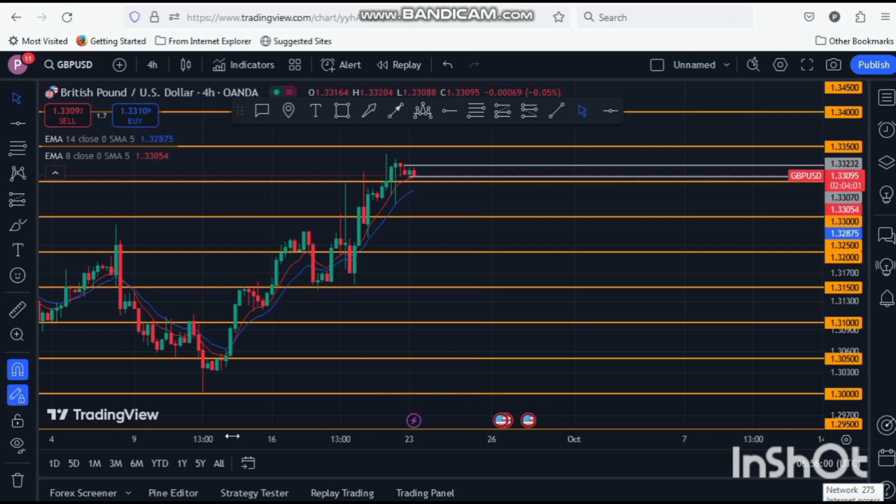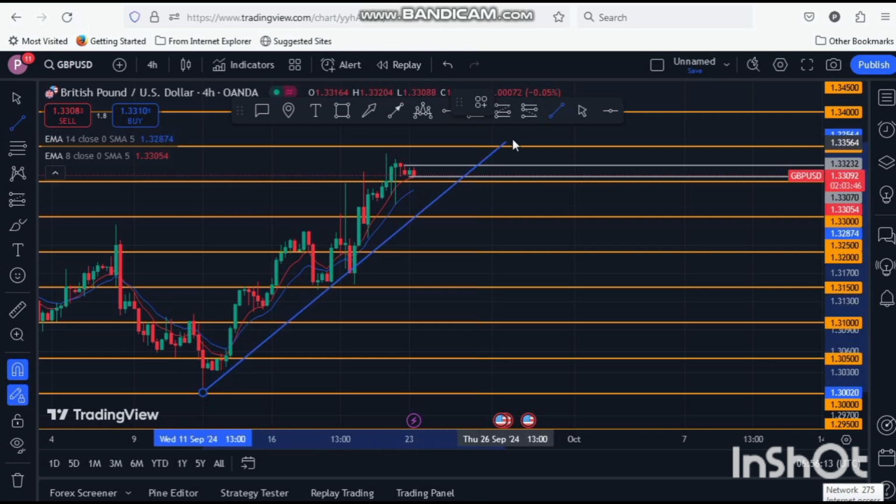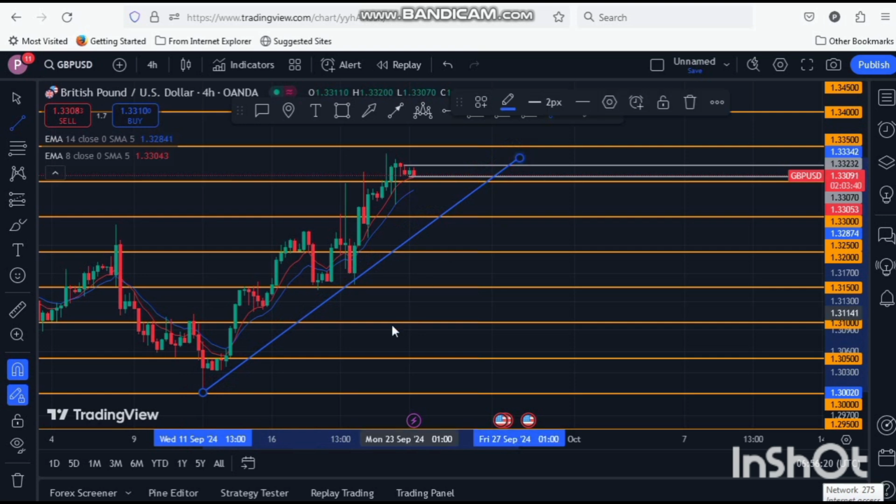So guys, to determine the direction of the market before jumping on any trade, let's do our top down analysis. So we pick up our trend line. Let's see what we have. All right, market.